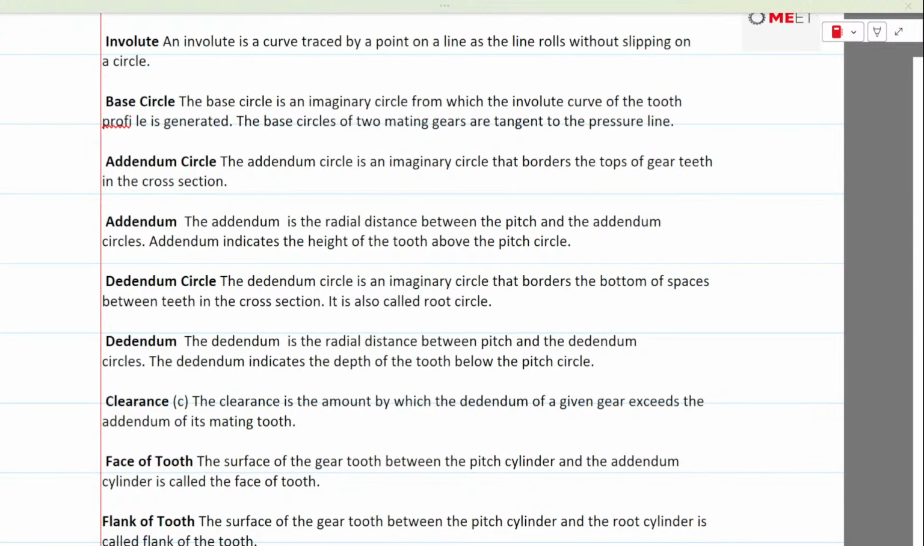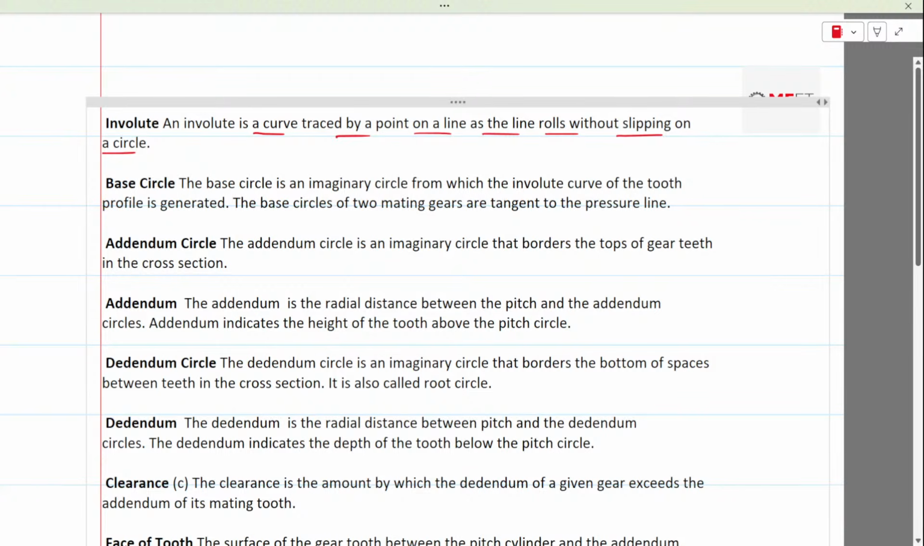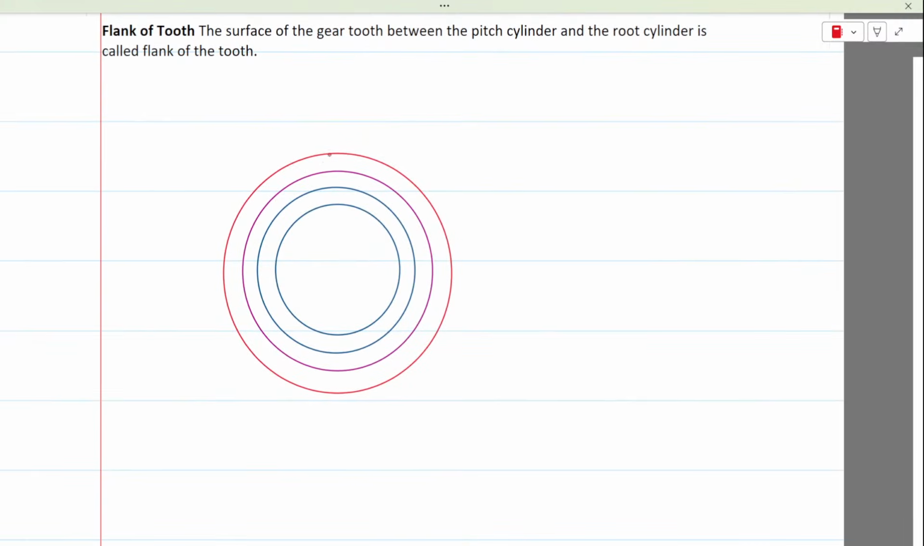Now moving to the next one. Involute is a curve traced by a point on a line as the line rolls without slipping on a circle. Next is the base circle. It is an imaginary circle about which an involute profile is generated. So these are the circles, especially the third circle, about which the involute profile is generated.